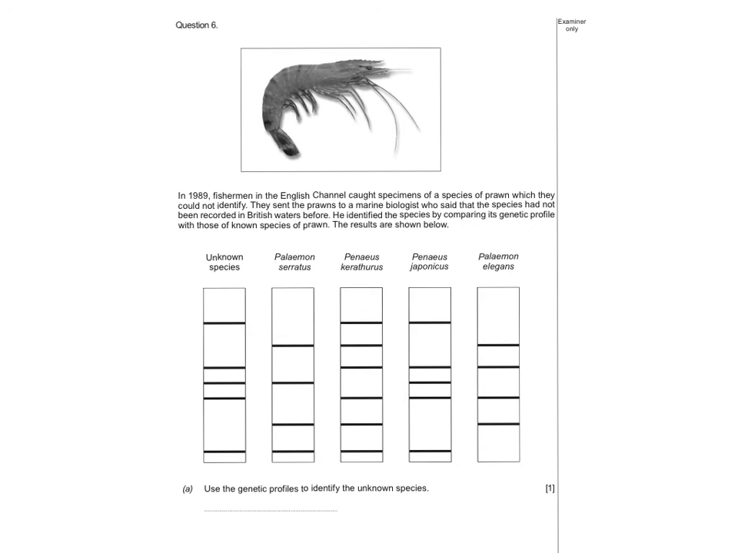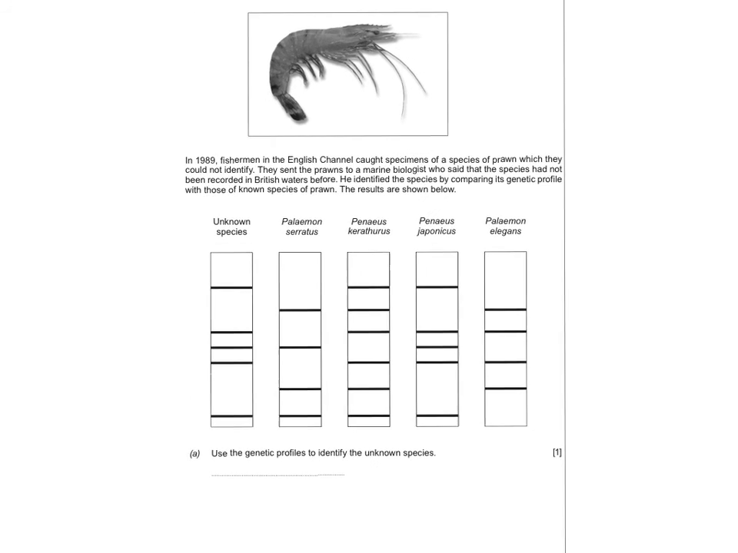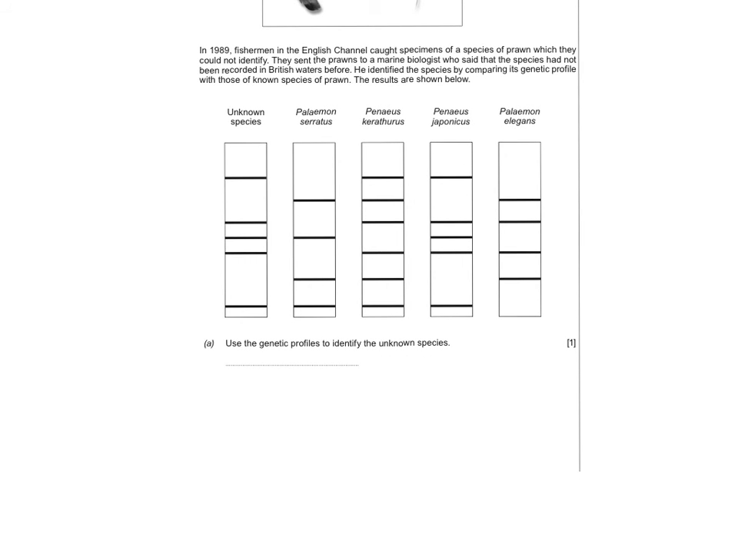Next question then, in 1989, fishermen in the English Channel caught specimens of a species of prawn which they could not identify. They sent the prawns to a marine biologist who said that the species had not been recorded in British waters before. He identified the species by comparing its genetic profile with those of known species of prawn. The results are shown below. Use the genetic profiles to identify the unknown species.